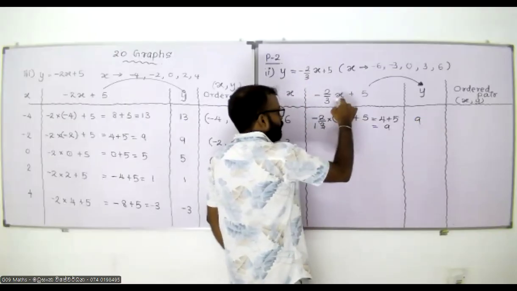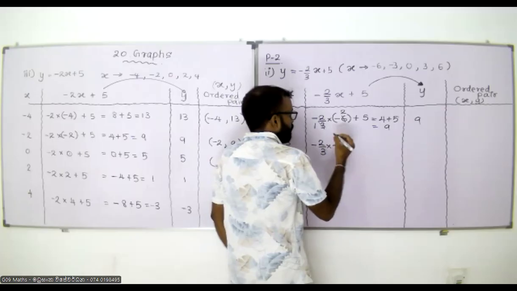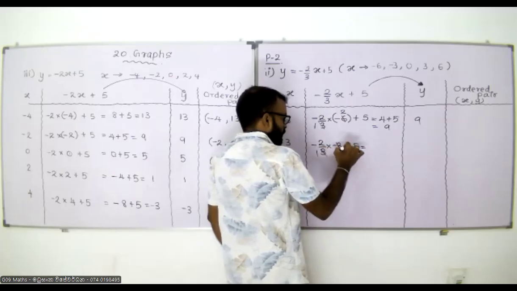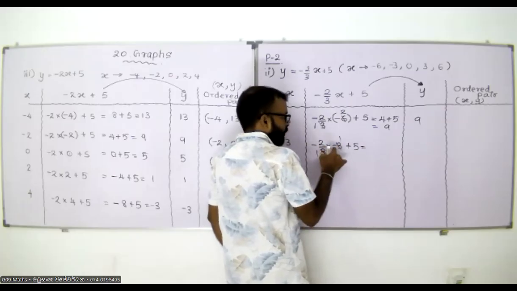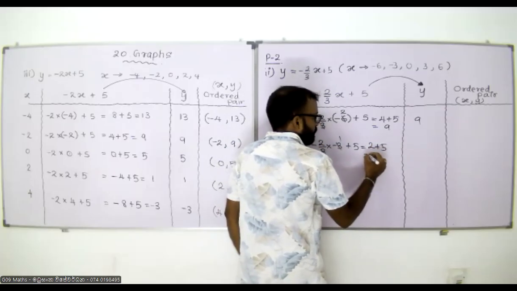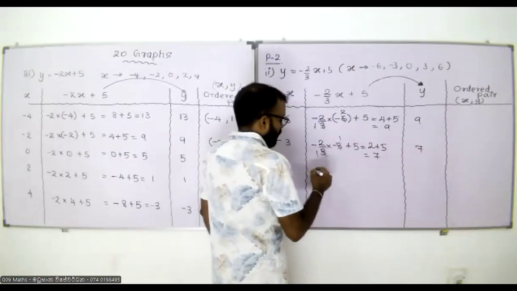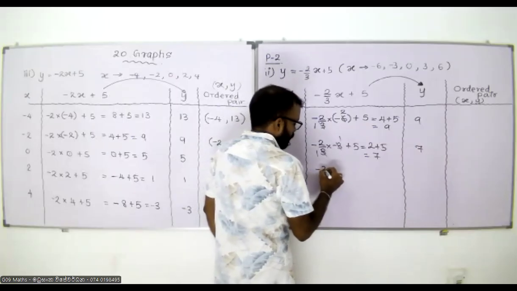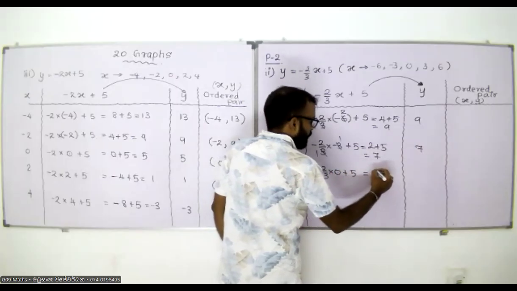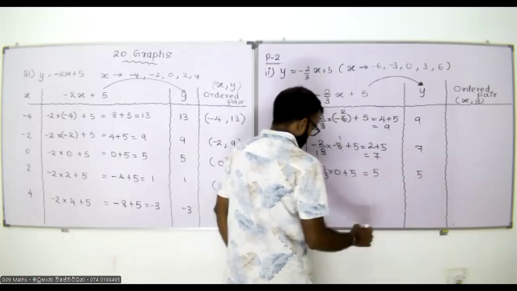Here you have -3. I am going to substitute -3 here. -2/3 multiplied by -3 plus 5. Right? 3 times 1, 3 times 1. Simplify. Negative into negative, positive. 2 times 1, 2 plus 5, 7. So the y value is 7. Then 0. -2/3 multiplied by 0 is 0 plus 5. So the value is 5. This is 0. So y value is 5.